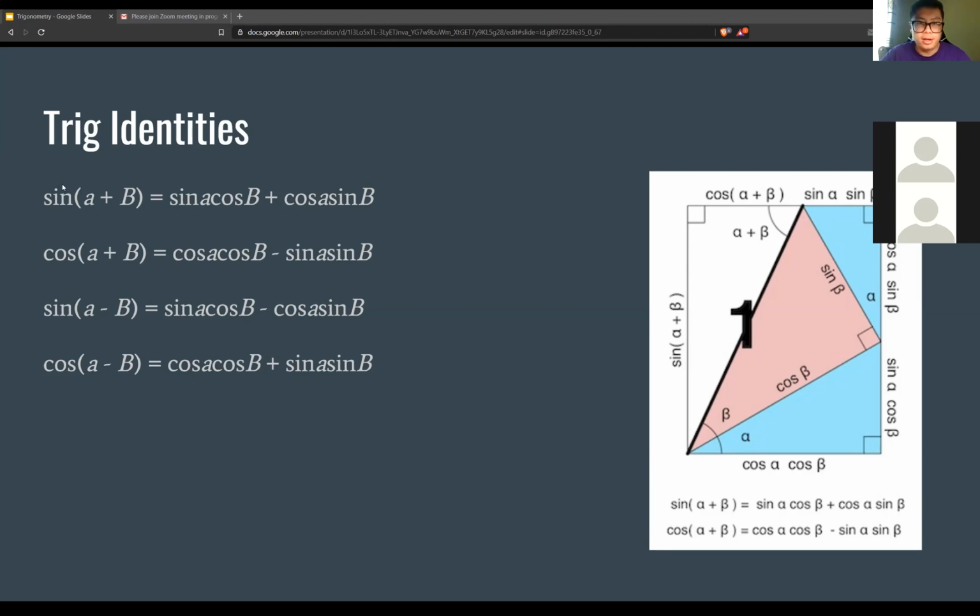So remember, for sine, you have sine times cosine, plus cosine times sine of these two angles. So a always goes first. For sine of a plus b, you have sine a, that goes with cos b, and you add that with cos a sine b. And for cosine of addition or subtraction of these two angles, you multiply both the cosines, and subtract or add the product of the sines. So that's one way you can memorize it.